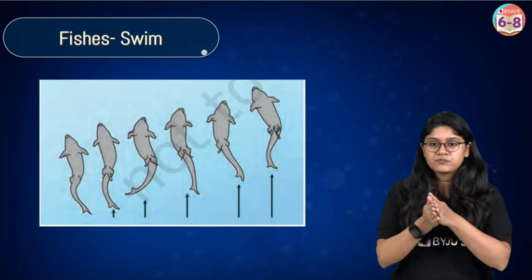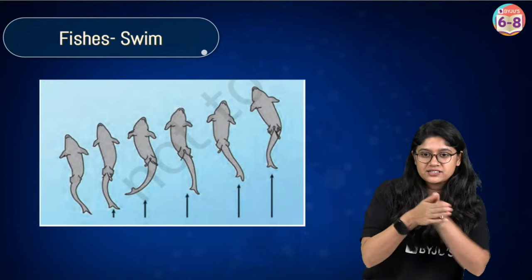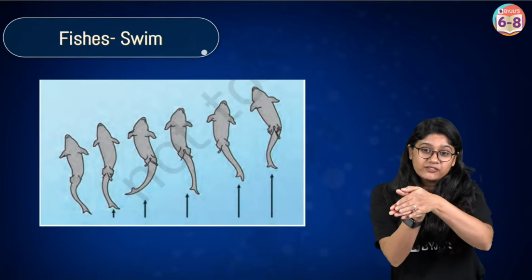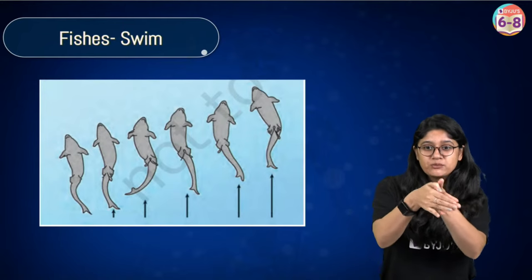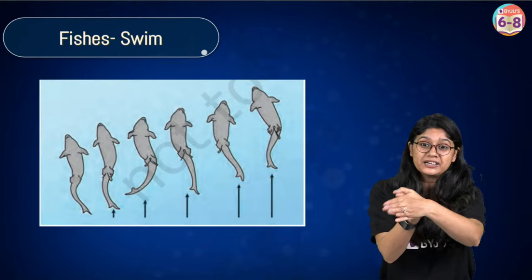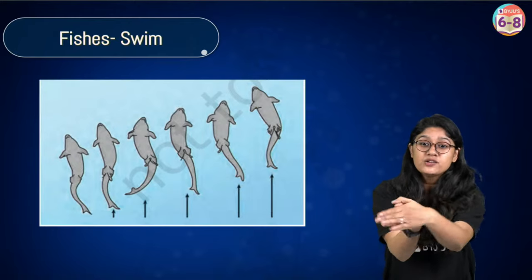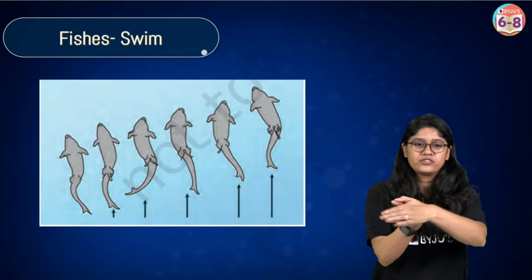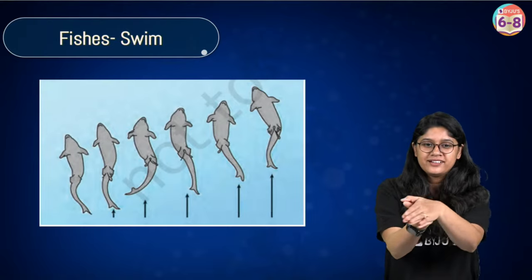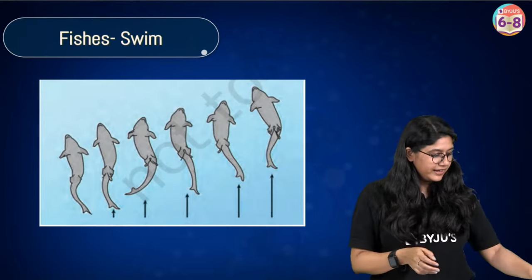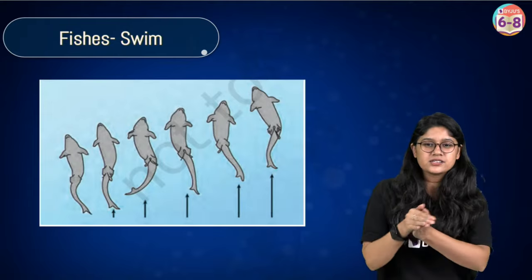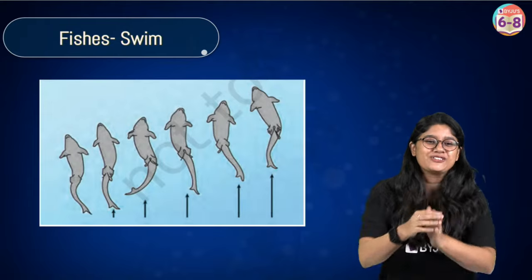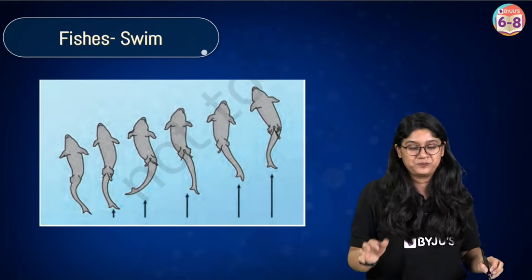What it does, first, they move their body like this, a curved part. Then the tail will go. This is how they move, right? And this is how they will be cutting the water. And this is how they swim. So very easy for us. We can show this. So basically this is how they swim.